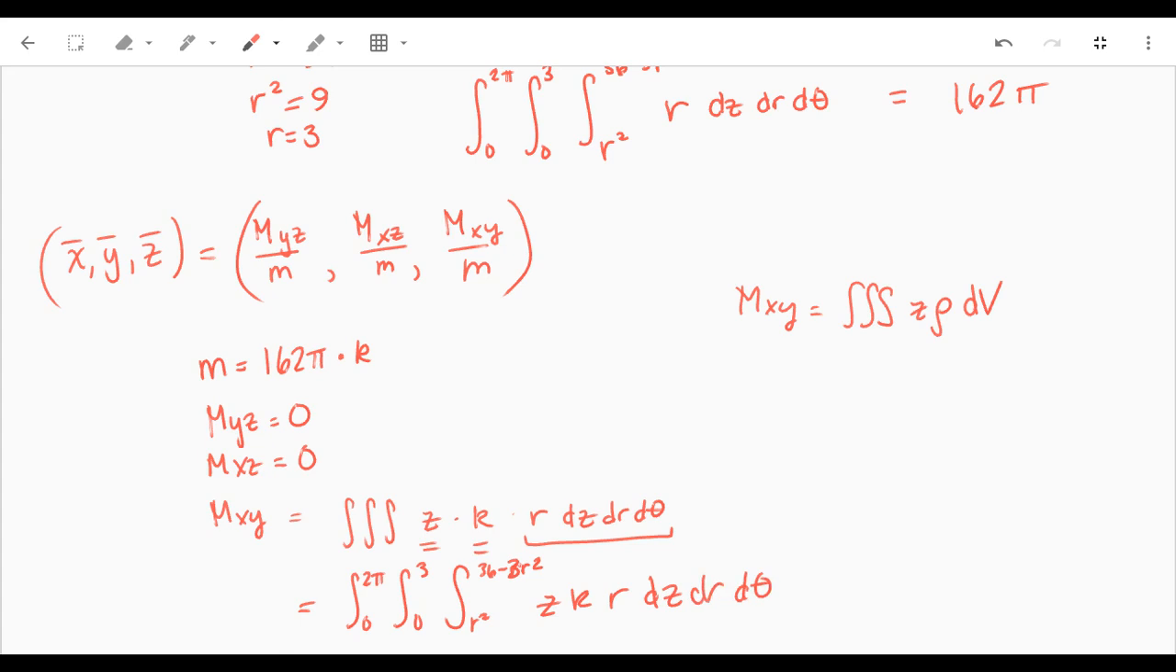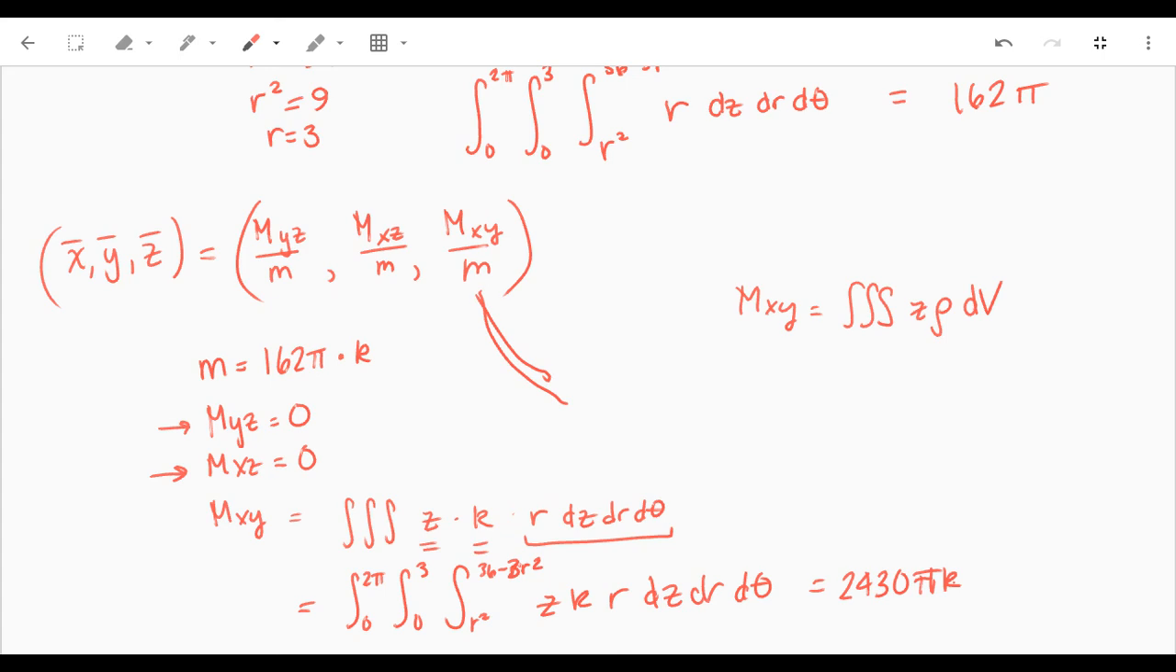Okay, now, again, this is another one I'm going to leave for you to do. It gets to some bigger numbers, but the integration itself is not difficult. You should get 2,430 pi times k. Okay, which means that when we find that moment around xy over m, the k's cancel out. First of all, the other ones are going to be 0, right? 0, 0.